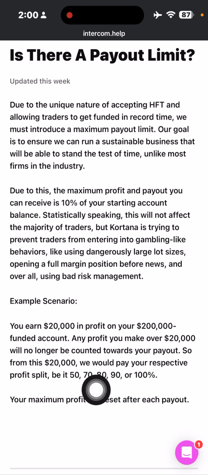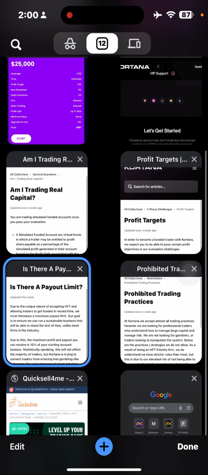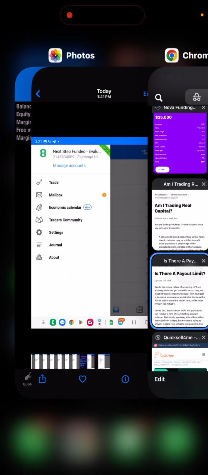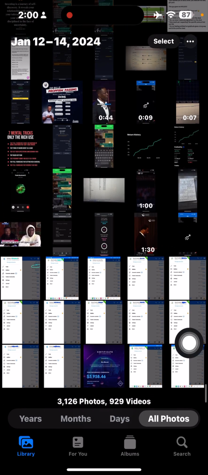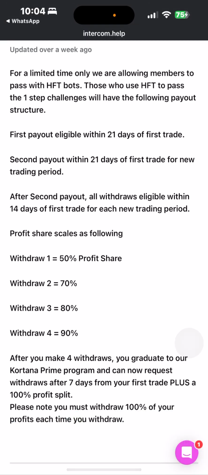So from 20k, we will pay you. Now, this is how they pay. Let me actually show you how these guys pay. Just a minute, I'm coming. I'm trying to look for how they pay. Now, this is exactly how they pay.